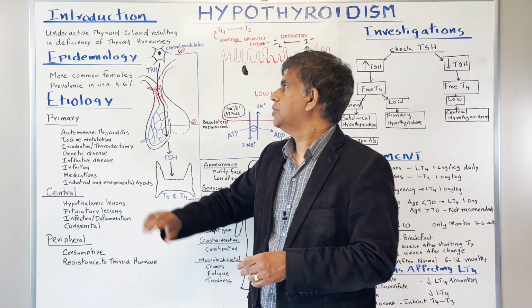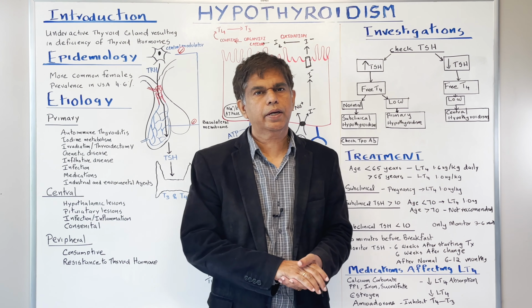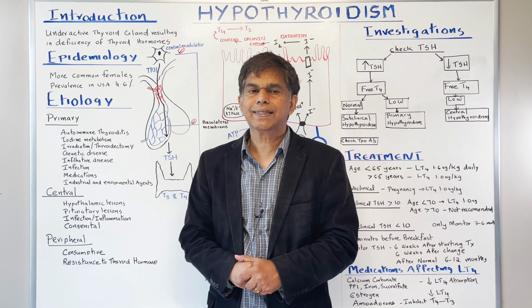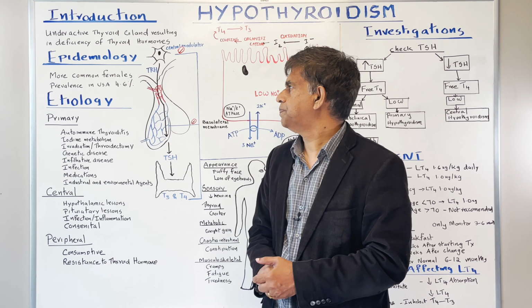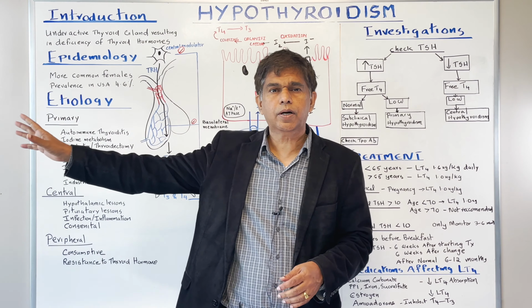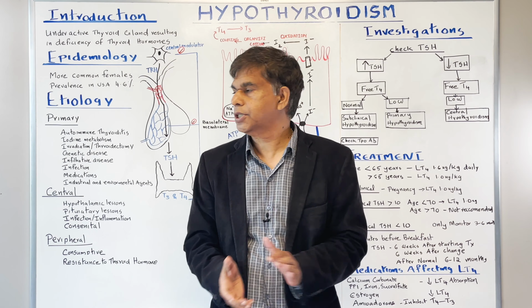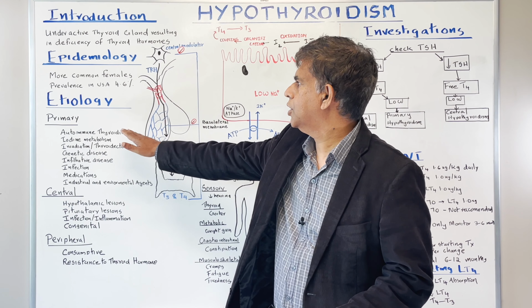Now, again, we're talking about the definition of hypothyroidism, right? What is hypothyroidism? Underactive thyroid gland resulting in deficiency of thyroid hormones. We talk about the epidemiology, more in females. In the United States, the prevalence is around 4.6%. Now let's talk about the etiology, okay?